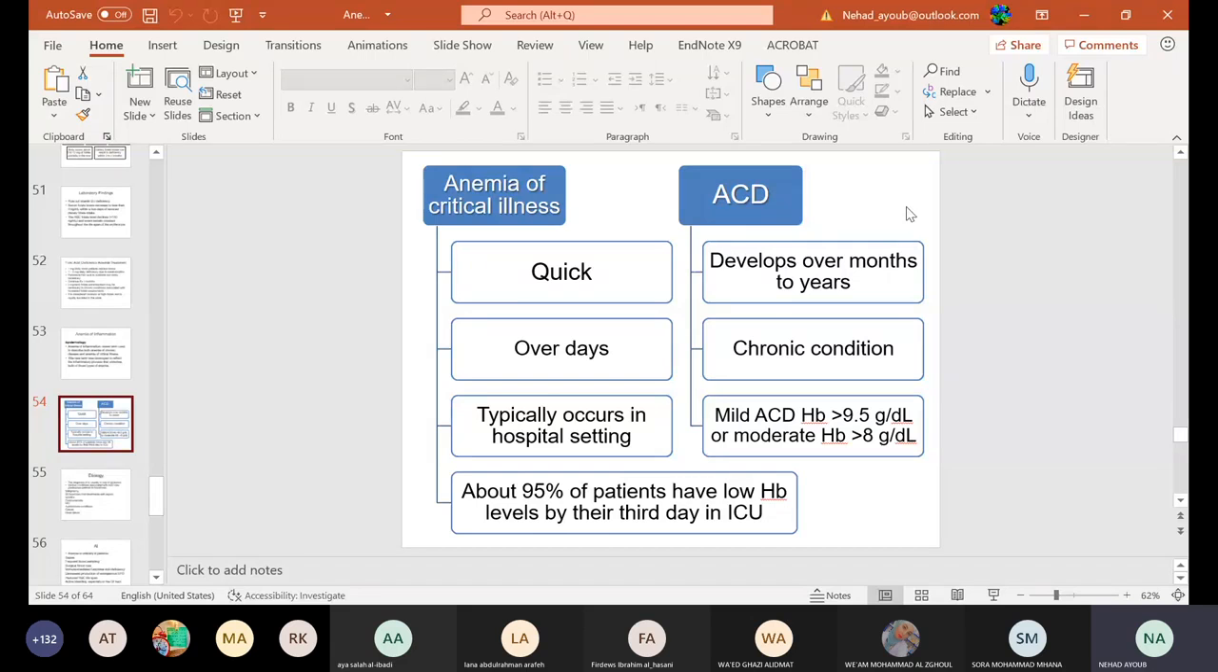وممكن يعني يصير عندي drop بالهيموغلوبين ما بيكون very sharp. It can go down to 9, maybe 8. Okay, ممكن أشوف إنه ممكن ينزل ل9، في ناس 10. By definition, anemic cases. Okay.